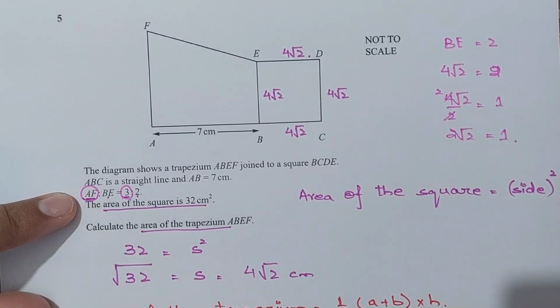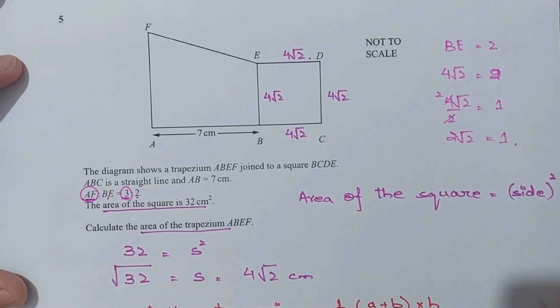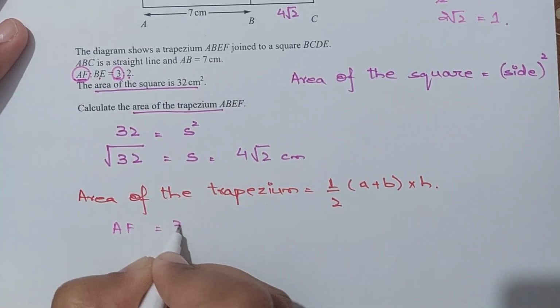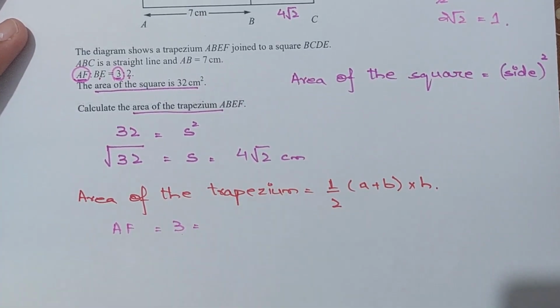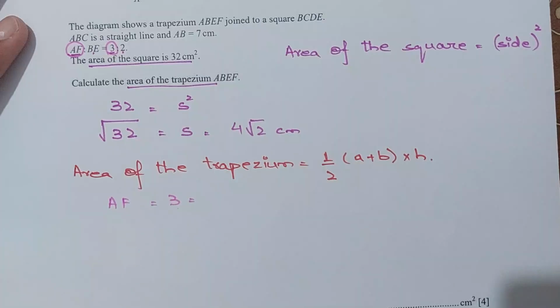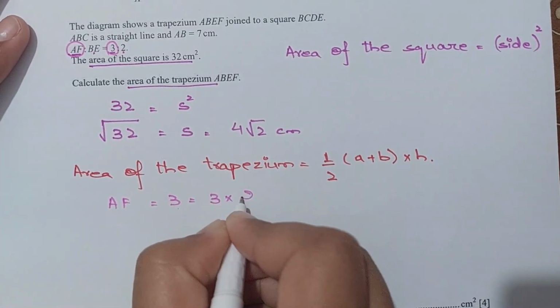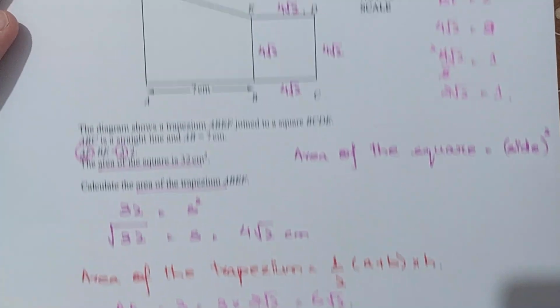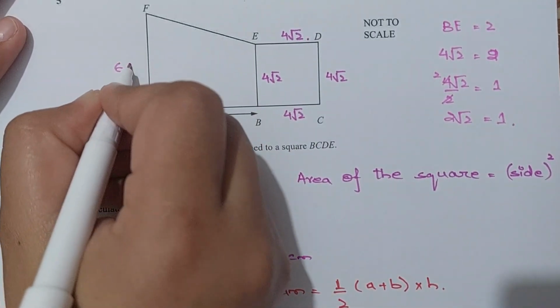Let me solve for AF. AF is in the ratio of 3. So what does 3 represent? 3 represents 3 times 2 root 2, which equals 6 root 2. That is 6 root 2.